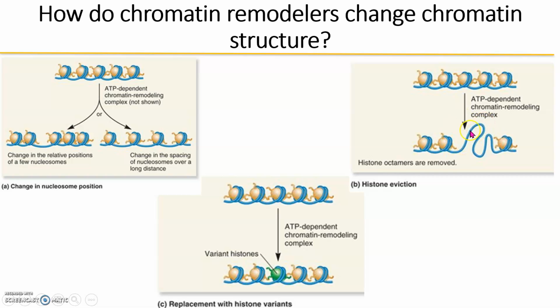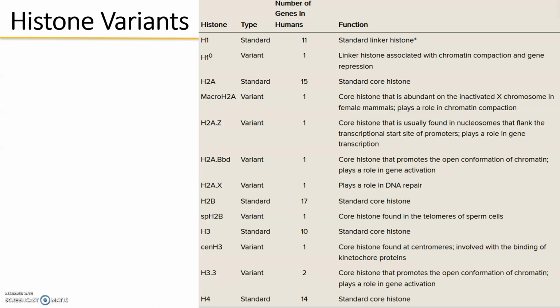So this is histone eviction, where we are kicking histones out. Or we can change the histone, so we can introduce variants. So take out the normal histones and put in variations of them, okay? So these are 3 ways that chromatin remodelers can change the chromatin structure.